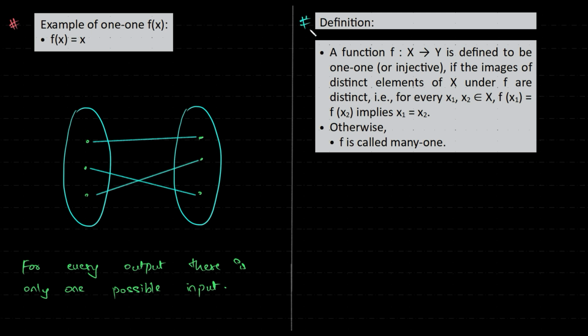As a definition, what do we have? A function f mapping set x to set y is defined to be 1 if the image of distinct elements of x under f are distinct, that is, for every x1, x2 belonging to x, f of x1 is equal to f of x2 implies x1 is equal to x2.